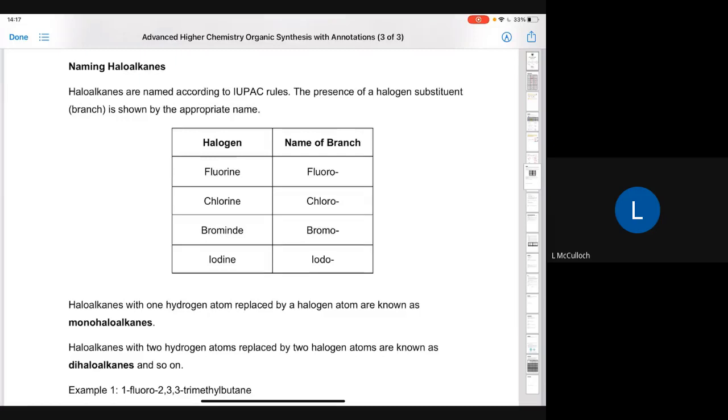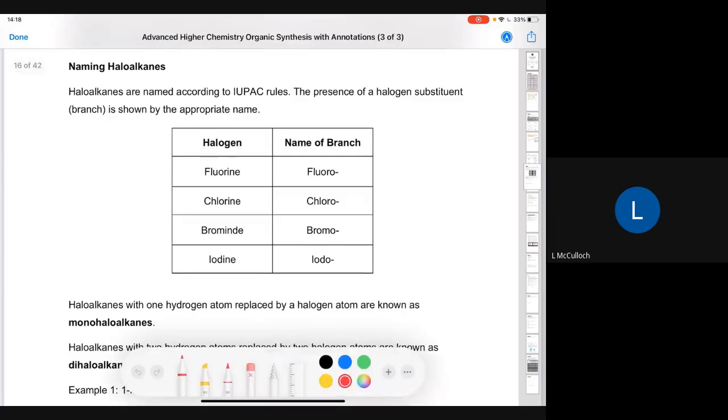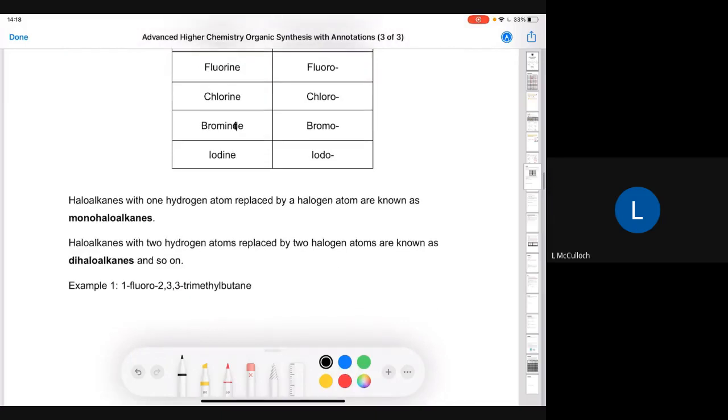If we have a bromine atom attached to our alkane, we would call it a bromo branch. And if we have an iodine atom attached to our alkane, it's an iodo branch. And haloalkanes with one hydrogen atom replaced by a halogen are known as monohaloalkanes. So of course that mono meaning one halogen.